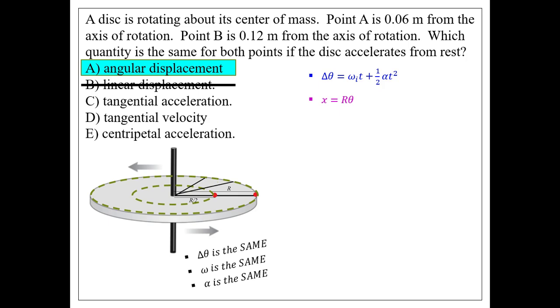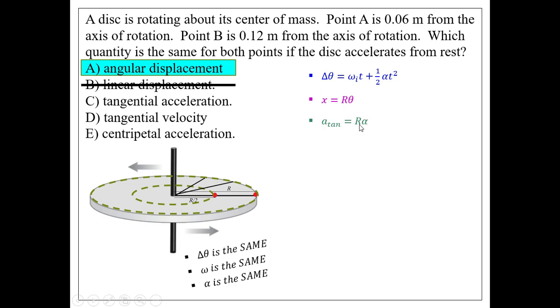Choice C says the tangential acceleration. Well, the tangential acceleration is dependent on R and angular acceleration. Once again, we established earlier that the angular acceleration is the same, so alpha is the same based on this particular statement on the bottom, right? Same omega, same time, therefore acceleration must be the same.